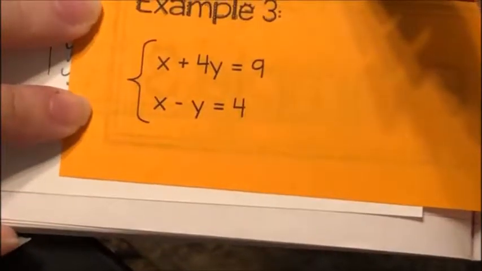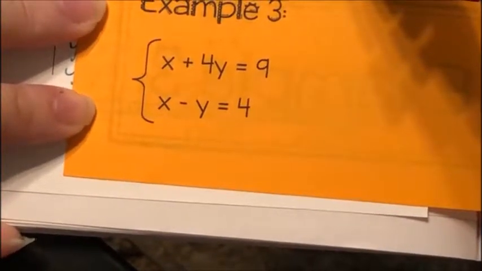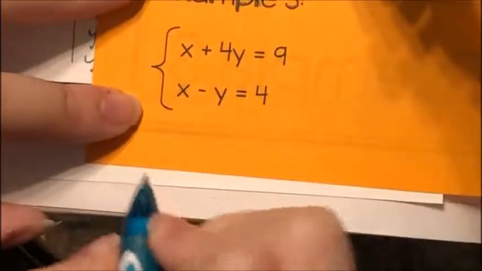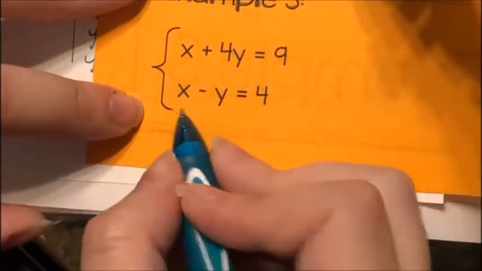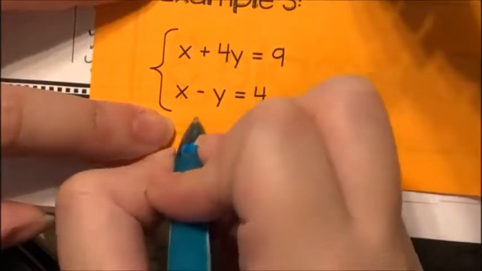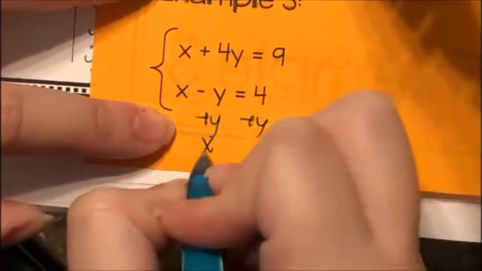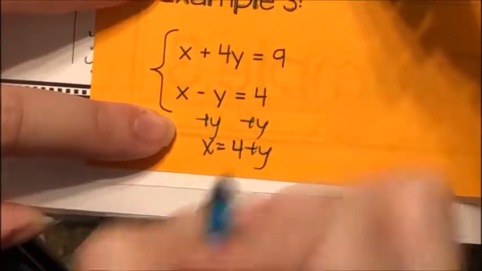Okay. Example number 3. x plus 4y equals 9 and x minus y equals 4. Neither of these has one variable on each side, so I'm going to go ahead and solve one of these. I'm going to solve the bottom one. All I have to do is add y to both sides. So I get x equals 4 plus y.